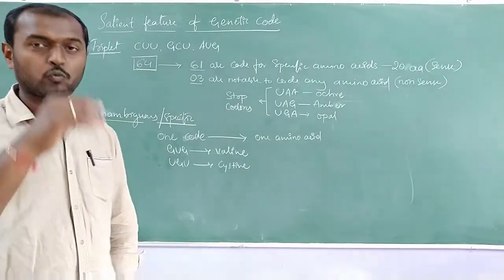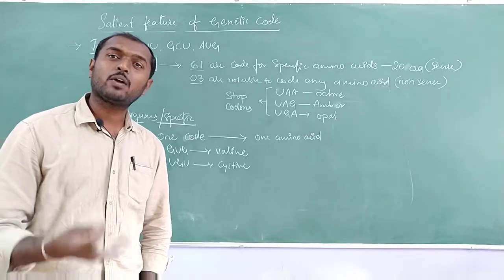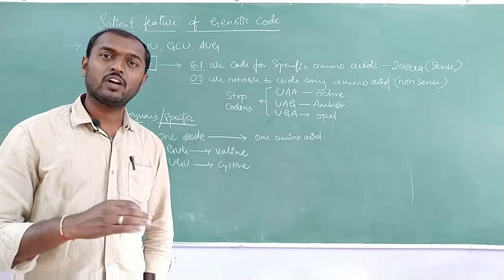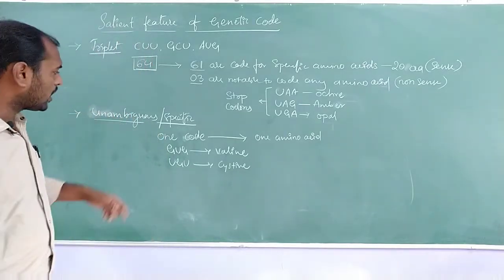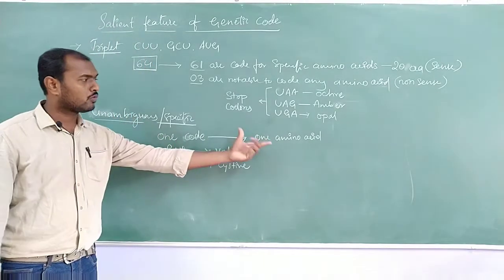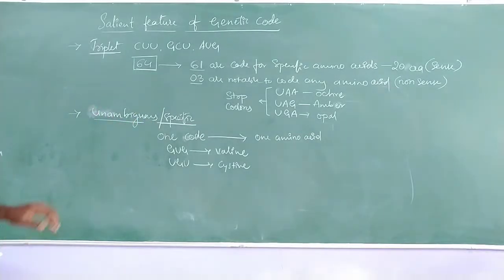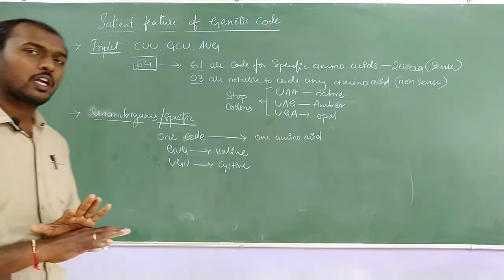So they are not able to code more than one amino acid. That is, one codon never codes more than one amino acid. That is what we call, one codon always codes for one amino acid. That is the specificity. That is what we call unambiguous. They are never going to show any kind of ambiguity.